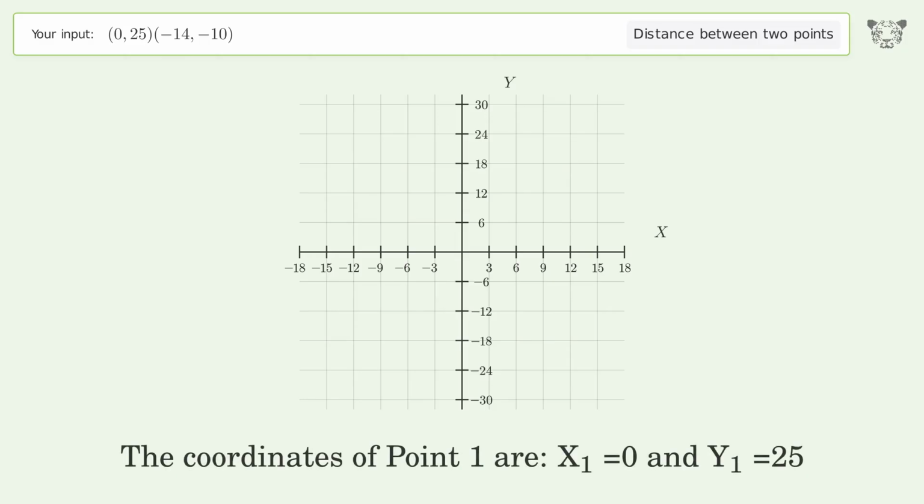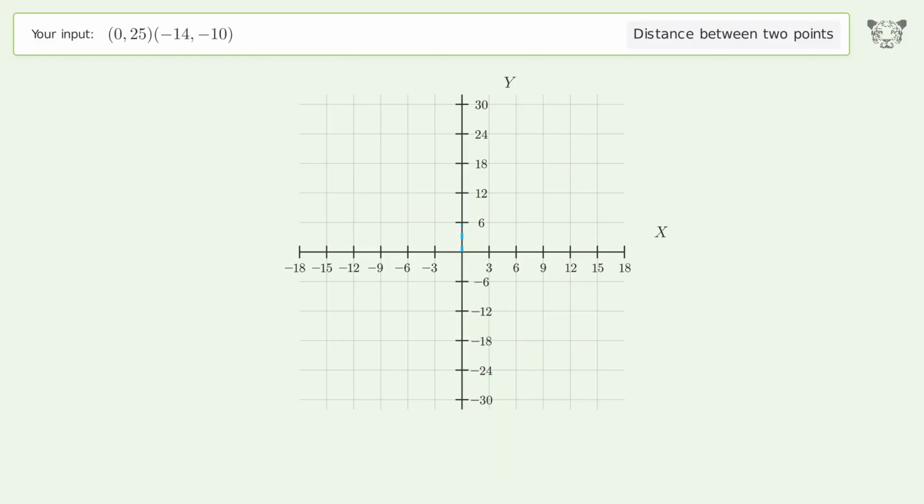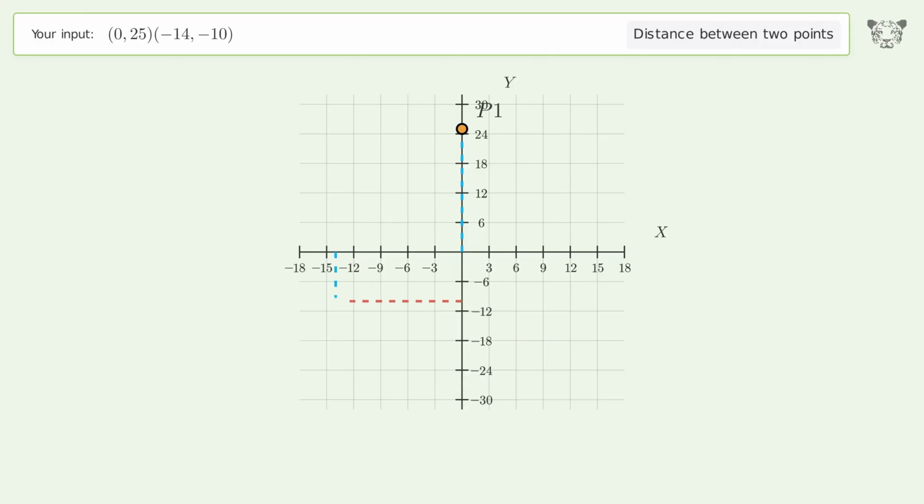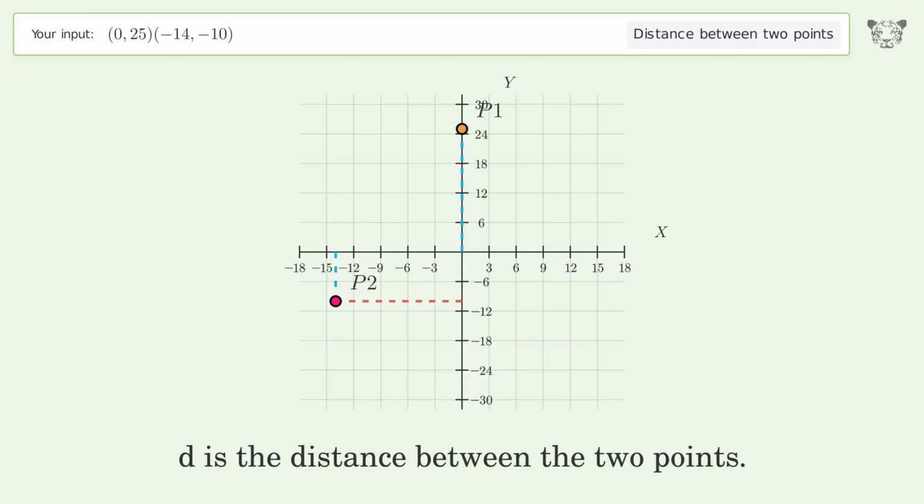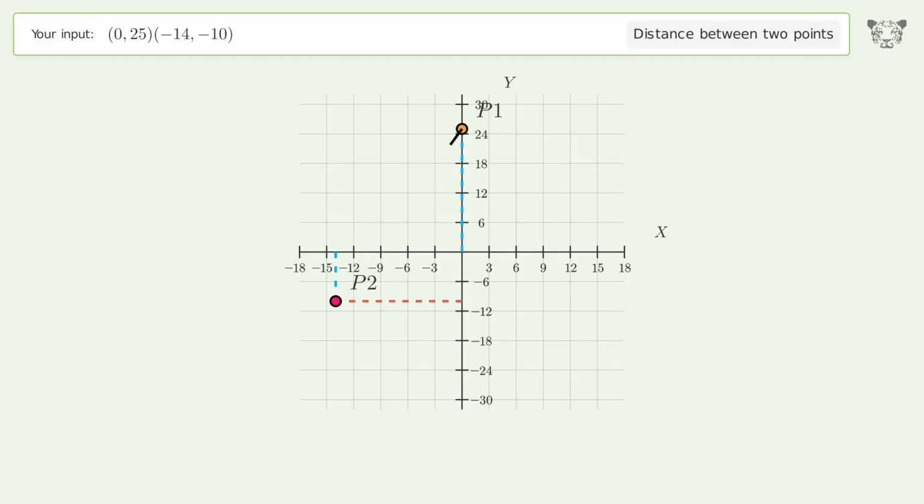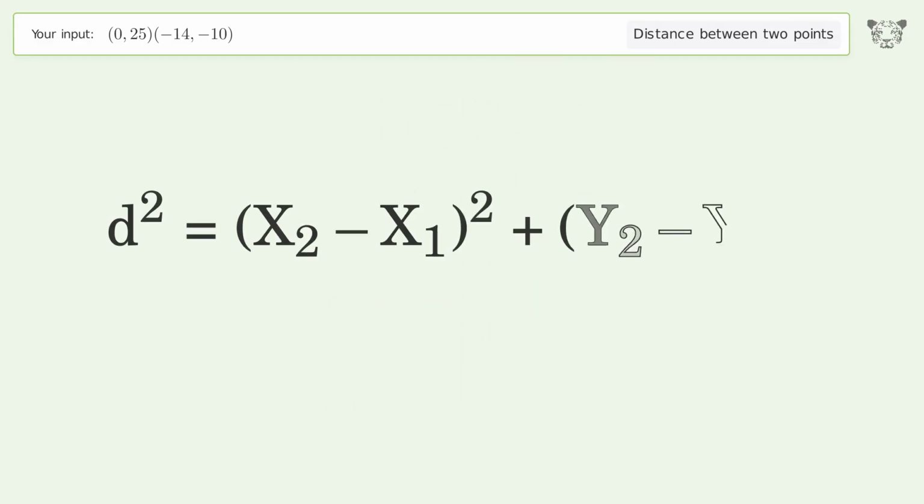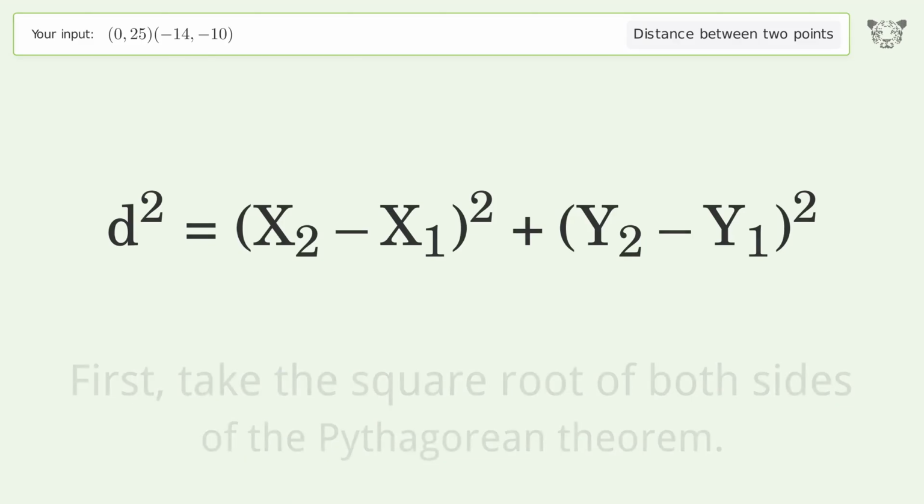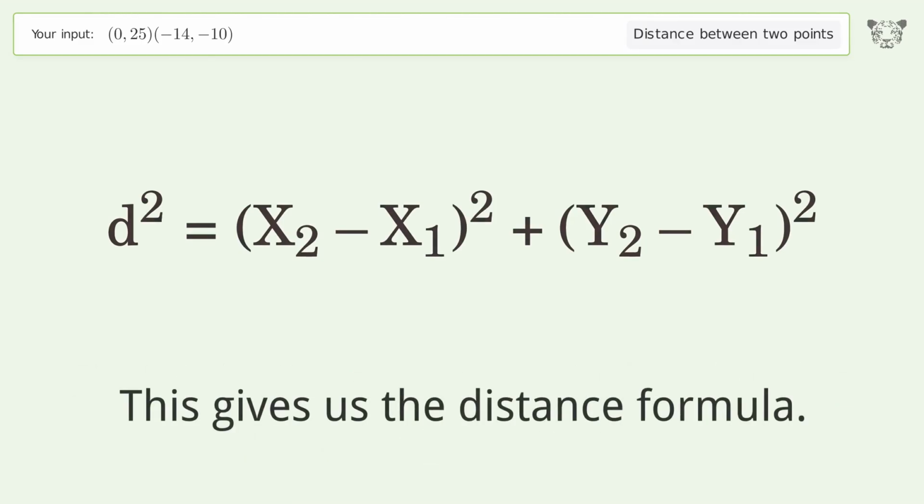The coordinates of point 1 are x1 equals 0 and y1 equals 25. The coordinates of point 2 are x2 equals negative 14 and y2 equals negative 10. D is the distance between the 2 points. First, take the square root of both sides of the Pythagorean theorem. This gives us the distance formula.